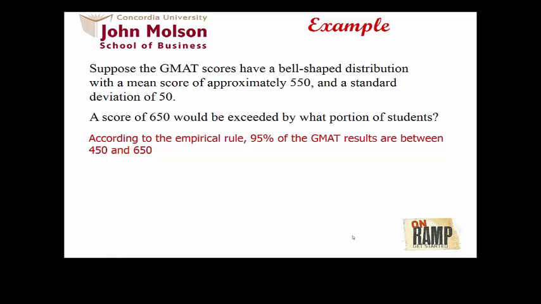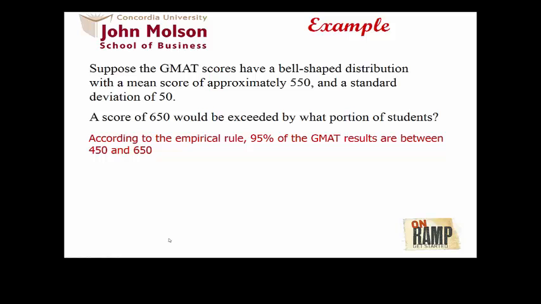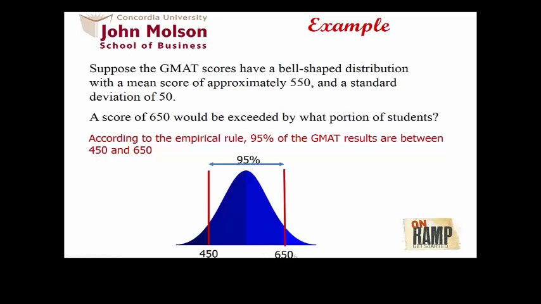I can look at the last one here. It says that for the GMAT, a score of 650 would be exceeded by what portion of students? Let us see that. We have 650, which is the number we found here. So let us use this information. 95% of GMAT scores are between 450 and 650. So the distribution is bell-shaped, symmetrical. 95% of the observations are here.